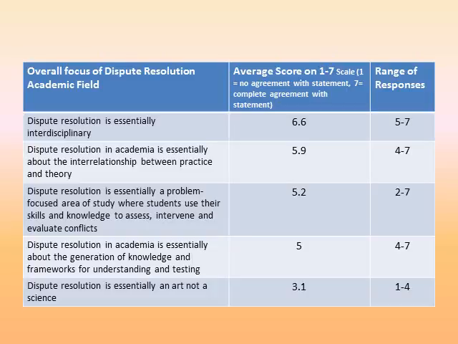This chart identifies the overall focus of the dispute resolution academic field as interdisciplinary, an interrelationship between practice and theory, a problem-solving focused area of study, and it has a purpose of generating knowledge and frameworks for resolving conflicts. Interestingly, the respondents believed that dispute resolution is more a science than an art.